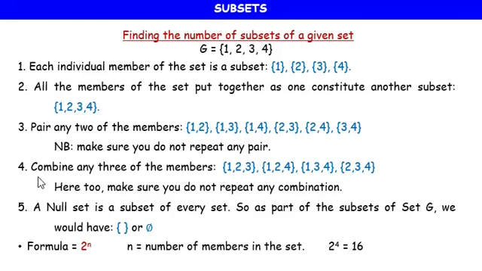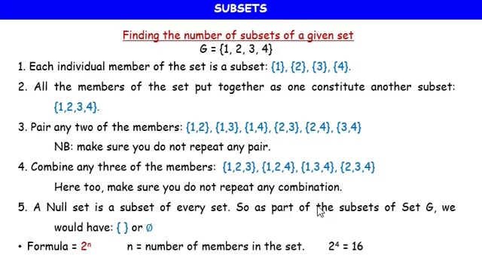Okay, the fourth step is to combine any 3 of the members. Make sure you do not repeat any combination. At this point you can have subsets like 1 2 3 as one subset, 1 2 4 as another subset, 1 3 4 as another subset, and then 2 3 4 as another subset.